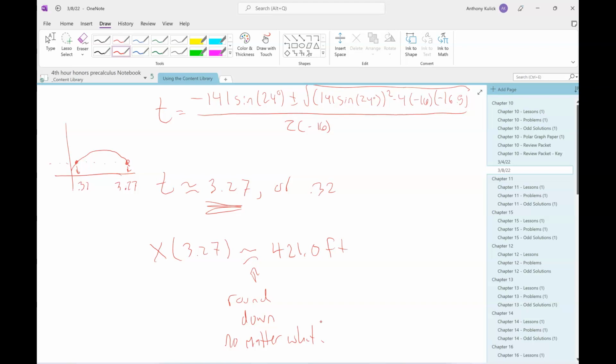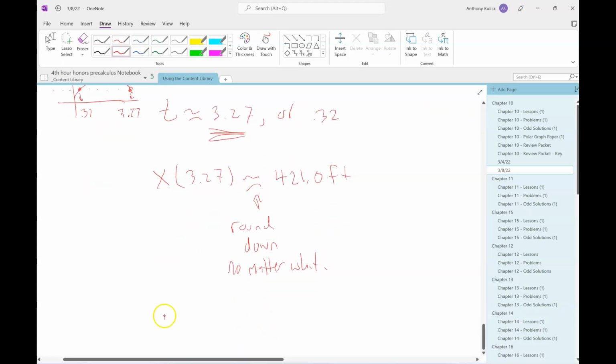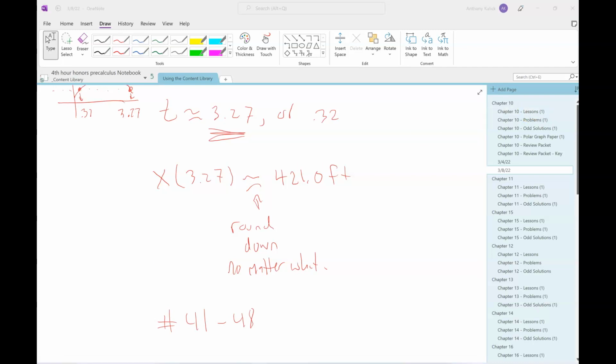And that's section 10.2. So at this point, you guys could do 41 through 48. That's not going to be due this Sunday, though. This Sunday's problem set is 1 through 40. Next problem set, this 41 through 48 will be a part of. I believe I got that in there. Let me double check real quick. Nope, let's do it right now then.